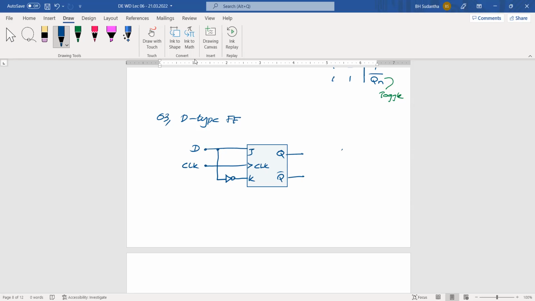Okay. Can you find the values of the D flip-flop outputs? When you give 0 and 1 here, can you spend a couple of minutes to find these output values?